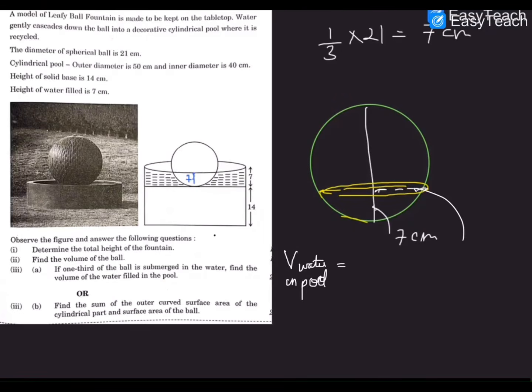Suppose we get to know the volume of the water in the 1/3 spherical ball. Then what will be the volume of water in the pool? At that time it is the volume of water in the cylinder, that means pi r square h, where r is your 20, since the inner diameter is 40, so the inner radius is 20, and the height is 7 centimeters, the water filled. So pi r square h minus the volume of this part, because that much water is displaced by the ball when it's submerged in the water.